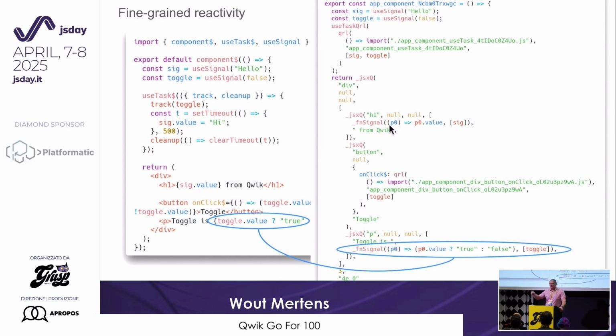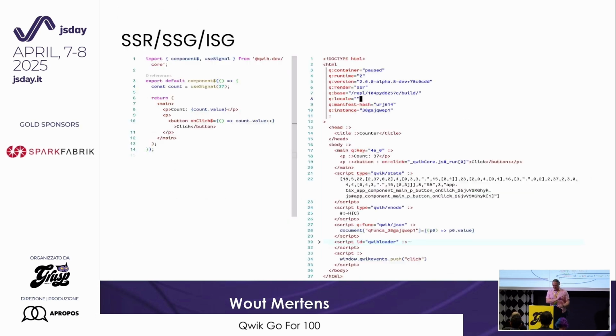It changes, it will change only the value. It won't rerun any component. It will just go to that one single value and run this function p0.value or true false and change the attributes right there. So this is really, really tiny code. Okay, now that we have everything together, I hope you better understand what's going on here.